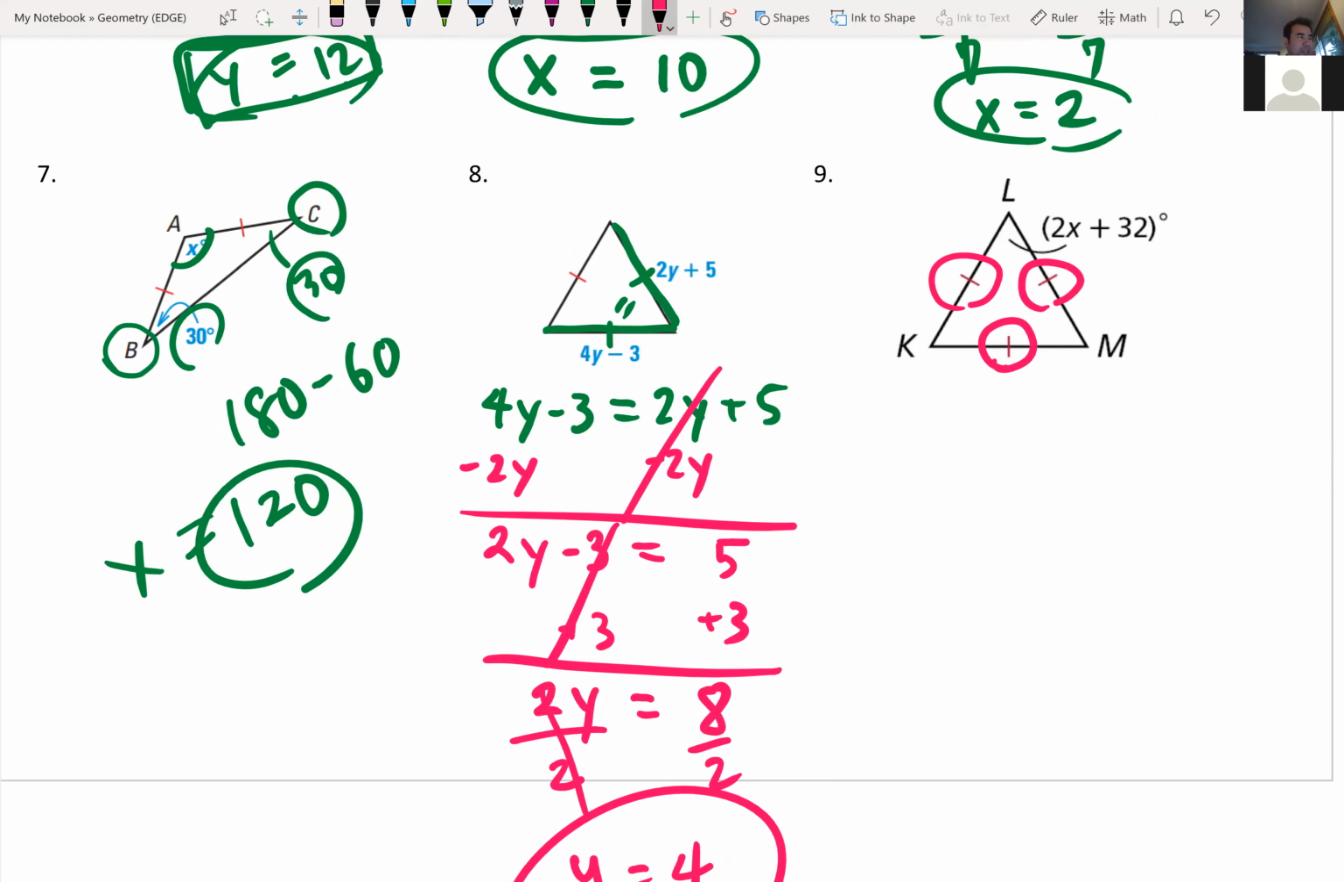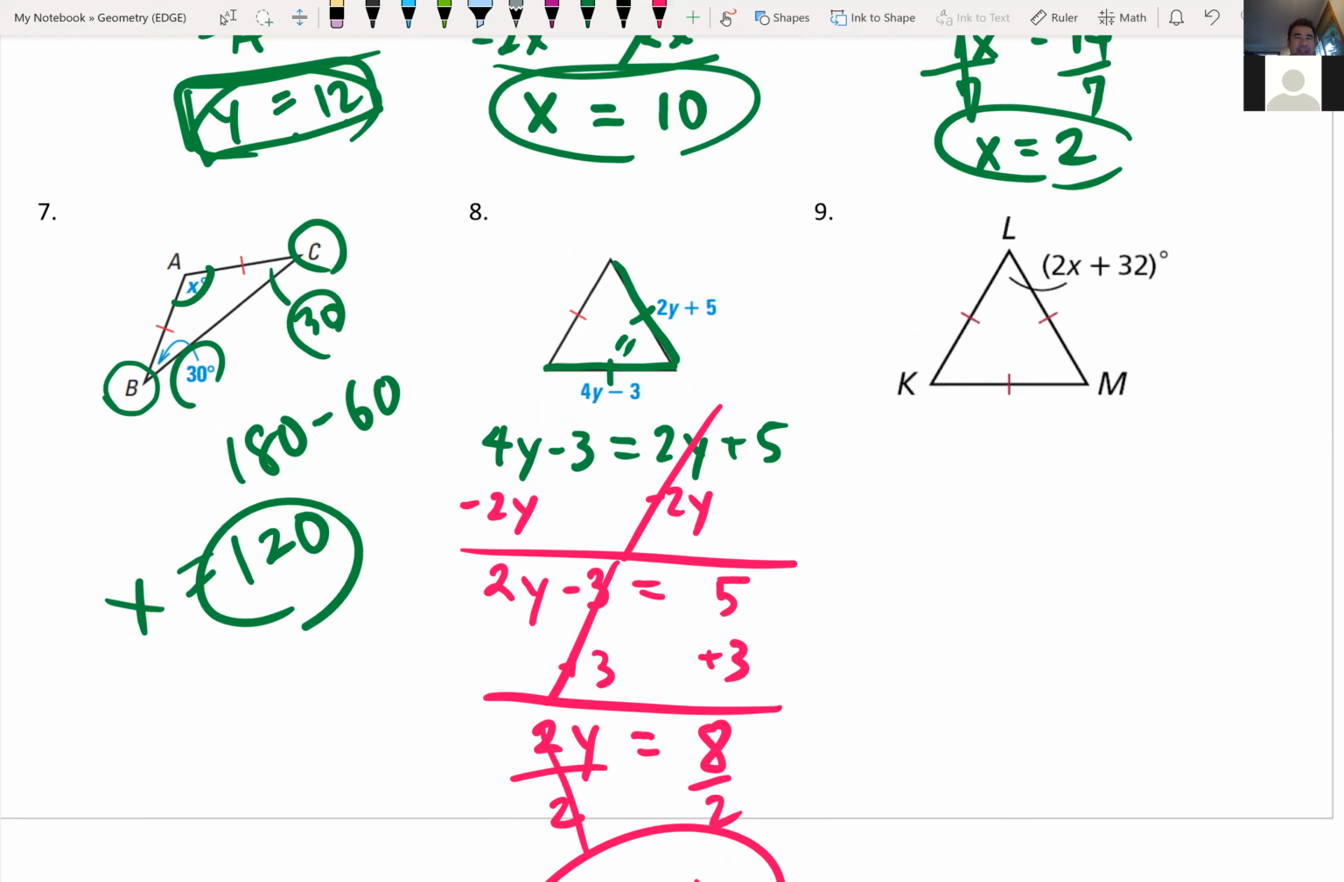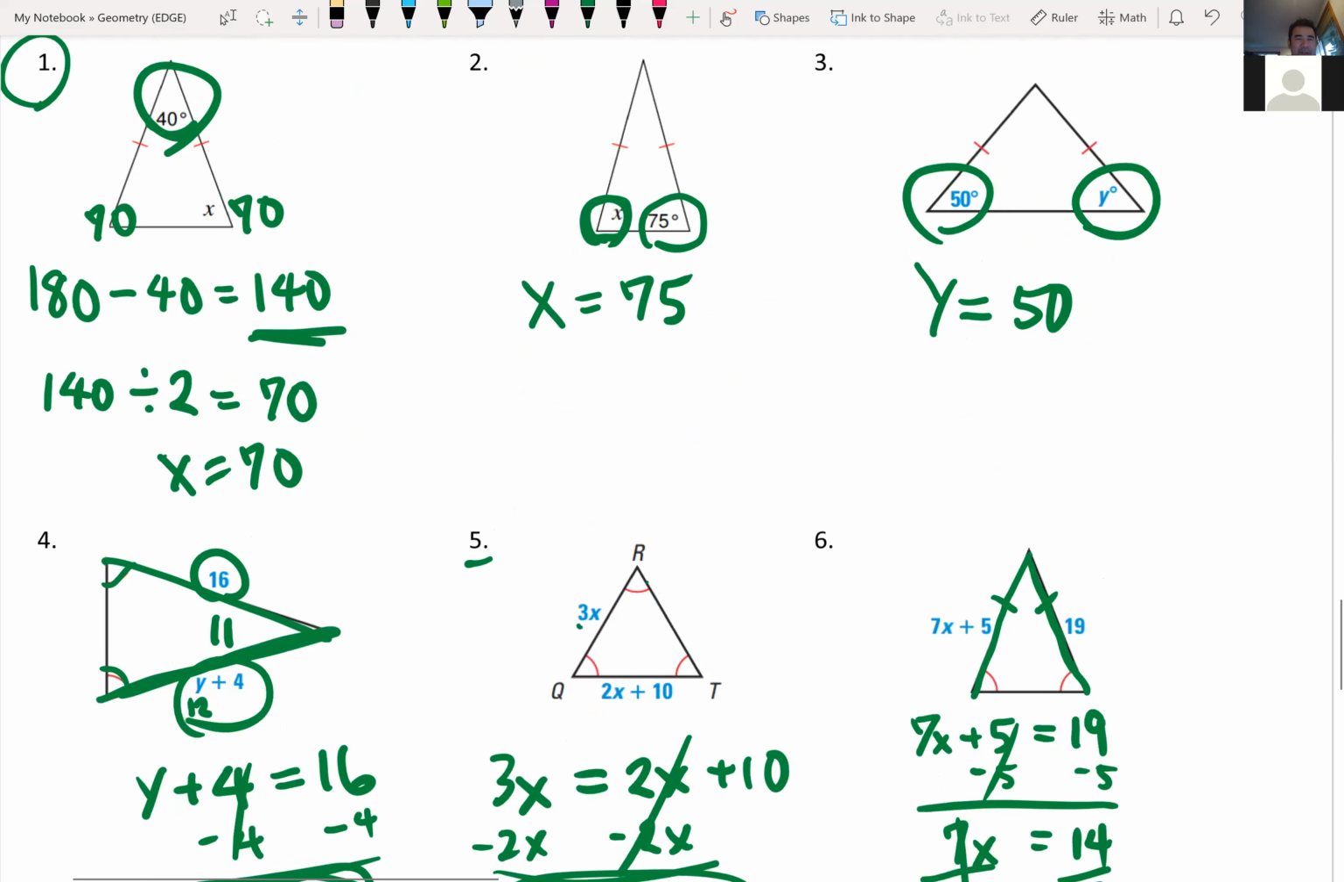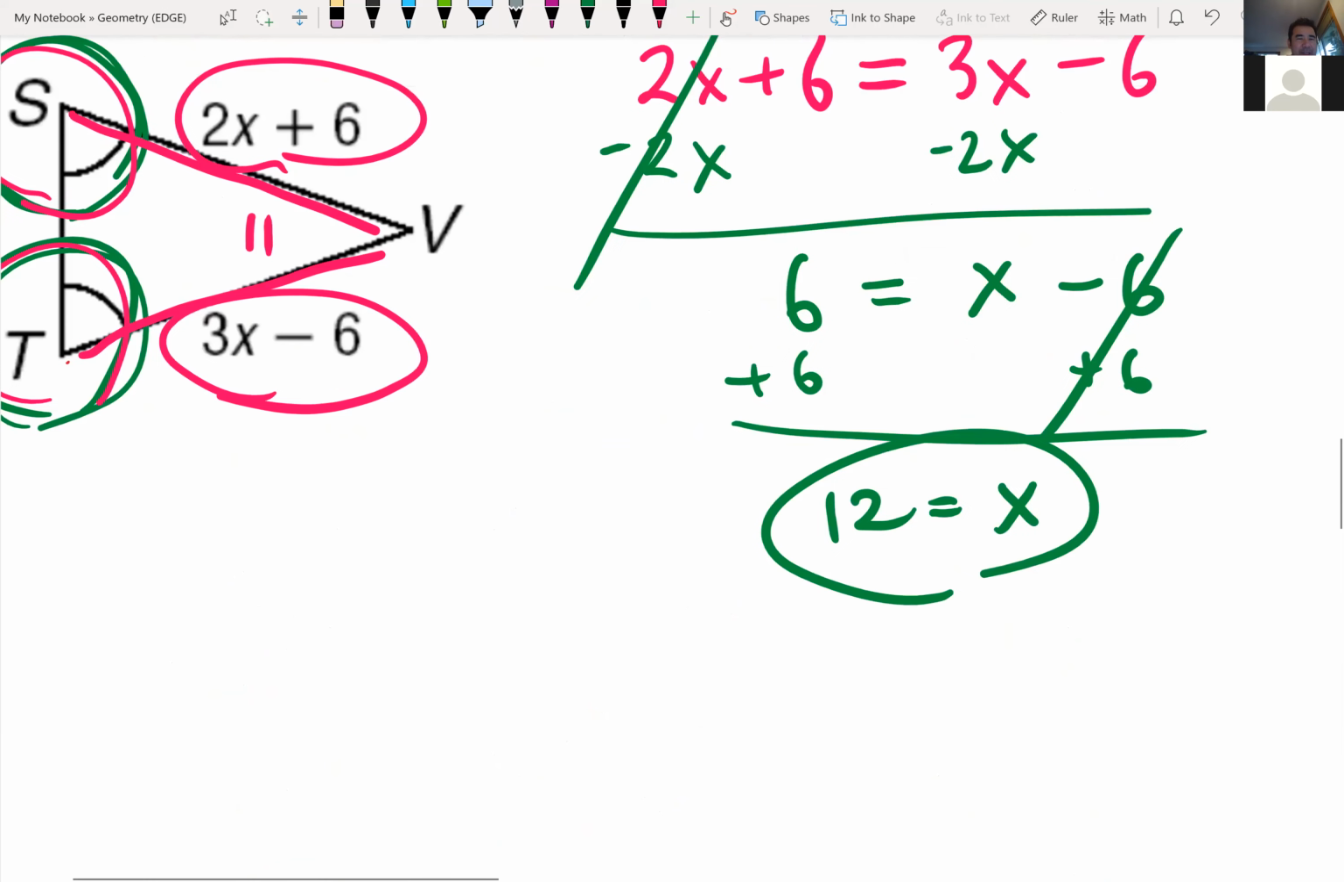You've got the marking, right? 3 sides. All 3 sides are the same. That means it has to be an equilateral triangle. Now let's check the equilateral triangle again. What do you remember about equilateral triangle?